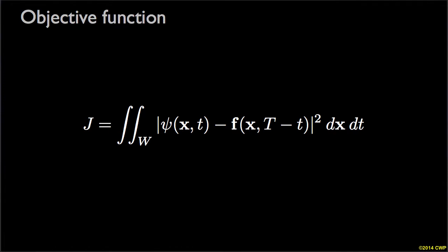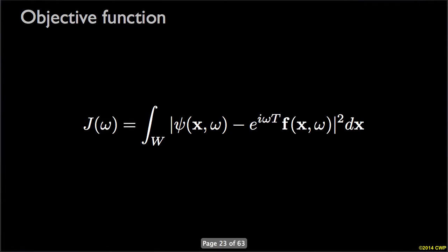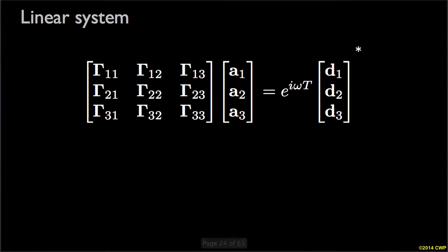Now this objective function is in the time domain, and we can transform it to the frequency domain through a Fourier transform and write it for each frequency component separately, as the objective function shown here. And this is the objective function that we need to minimize for each frequency independently in order to solve our optimization problem. This minimization will result in a system of linear equations which is shown here, and for the detail you can refer to the paper.